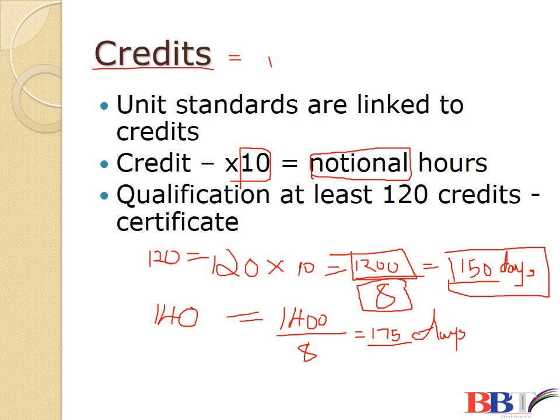120 multiplied by 10, 1,200 notional hours. Let us get another one. A qualification of 140 credits will subsequently equal 1,400 notional hours. Now, this is the time that one needs to spend.